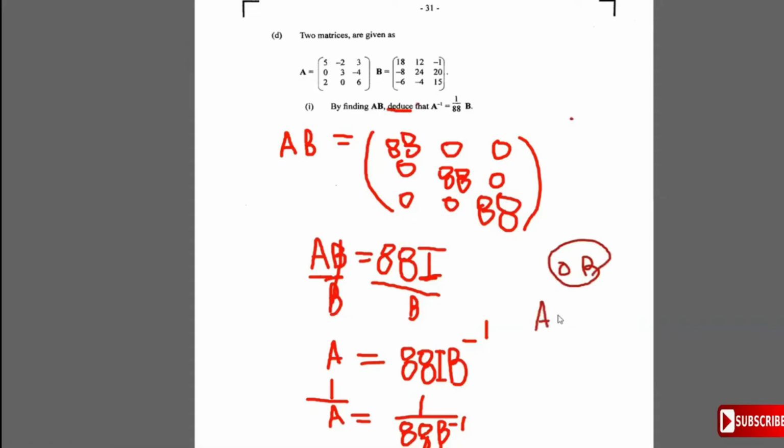If you have A times B equal to 88I, they tell us to pre-multiply the matrix by A inverse. So you pre-multiply by A inverse, and you get B is equal to 88I times A inverse. That's one way. Or another way they tell you to do is pre-multiply both sides by B inverse, and it works out. So this takes care of question 5.